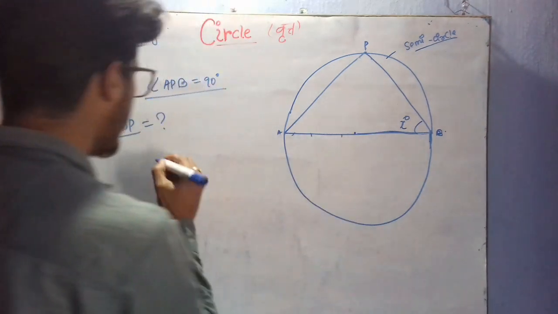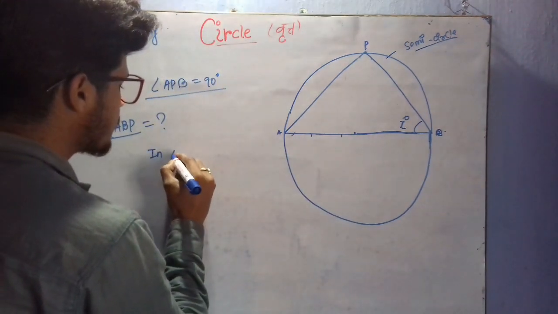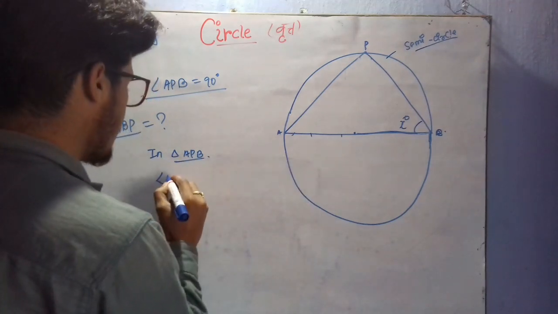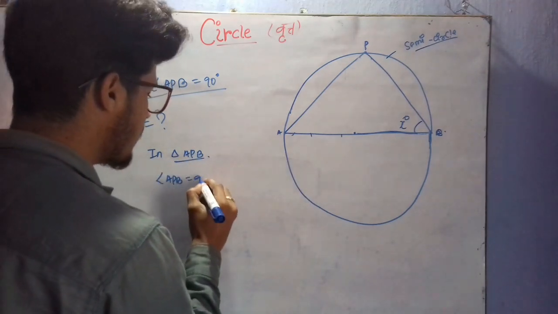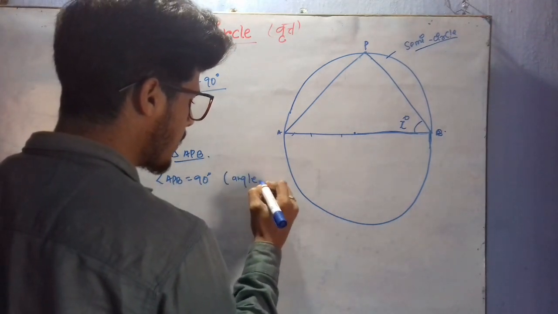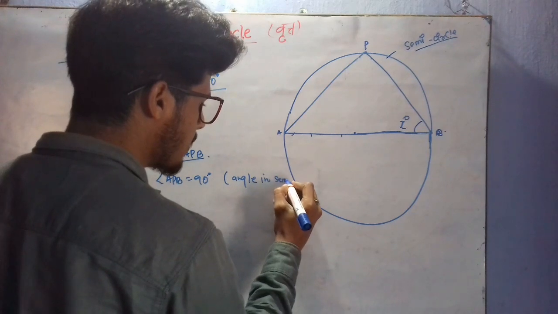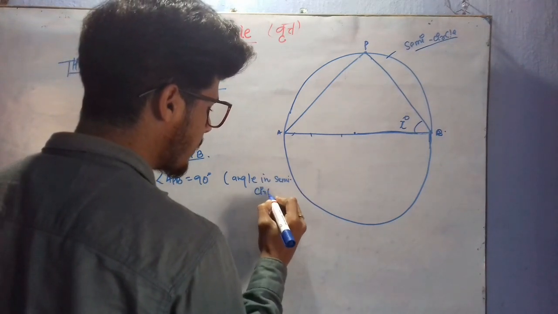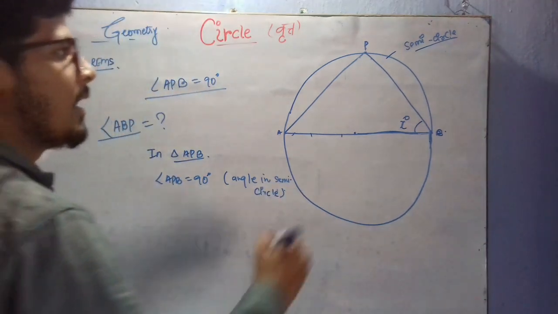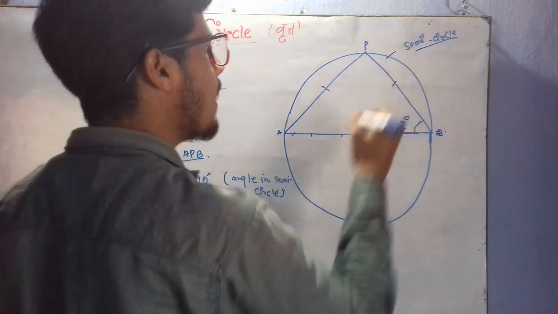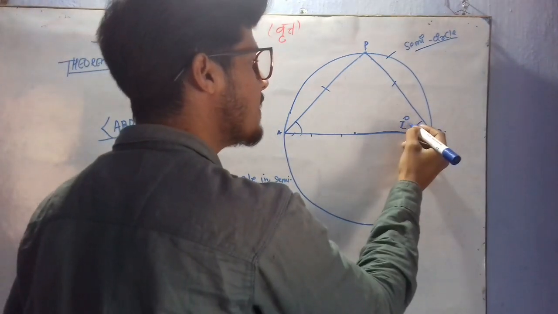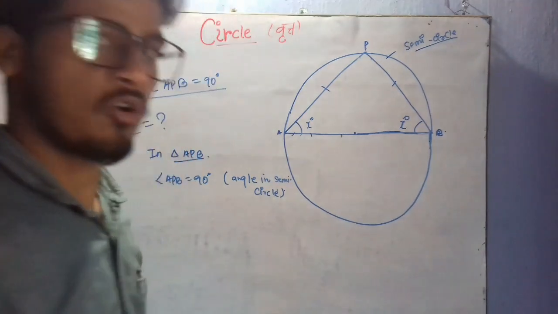So in triangle APB, angle APB equals 90 degrees, right? Because the angle in a semicircle is 90 degrees, right? And both of the chords are equal, so equal chords make equal angles. Say if it is x, so this angle will also be x.